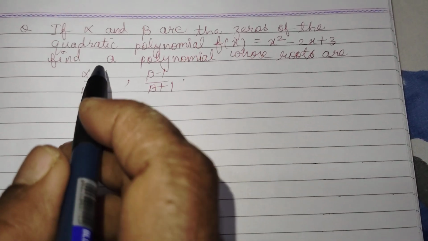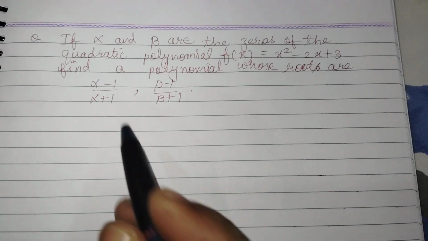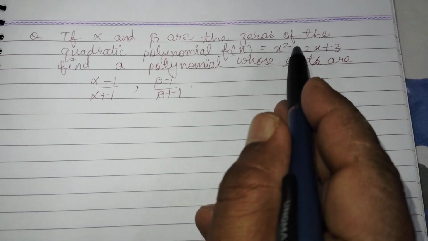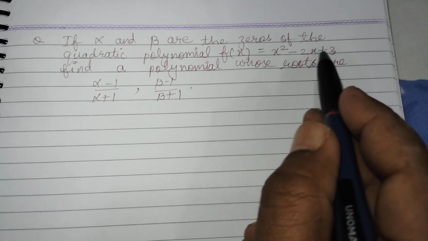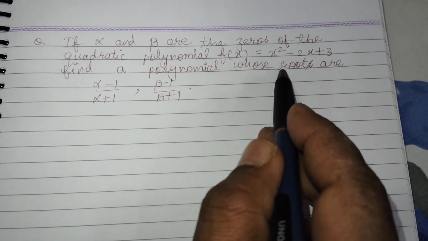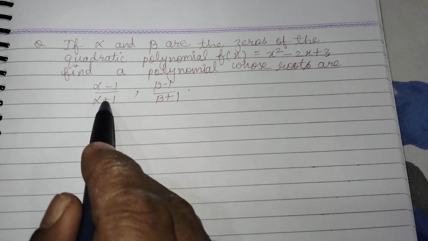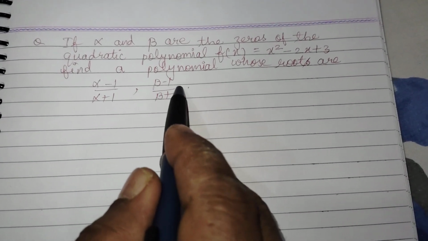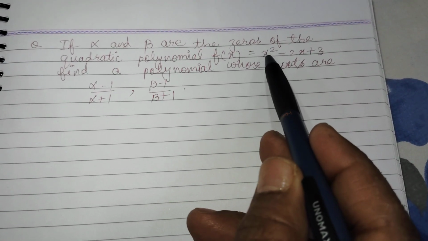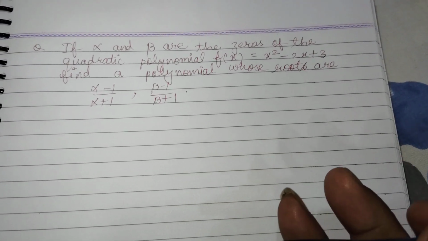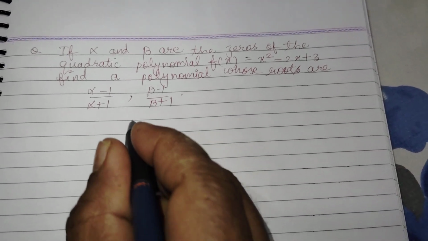Here is a class 10th maths question. The question is, if alpha, beta are the zeros of the quadratic polynomial f(x) = x² − 2x + 3, find a polynomial whose roots are (α−1)/(α+1) and (β−1)/(β+1). So in this question the polynomial x² − 2x + 3 is given. Let us see the solution.